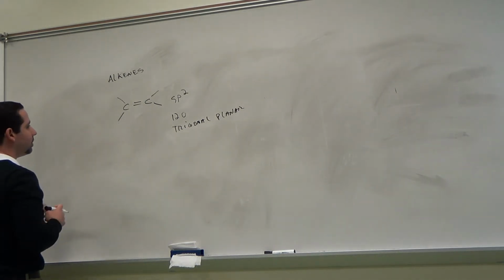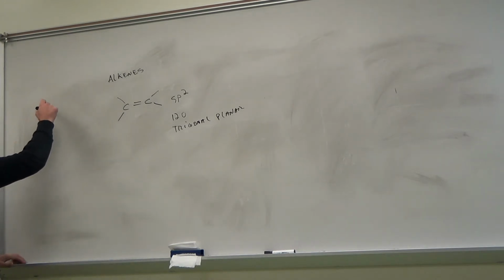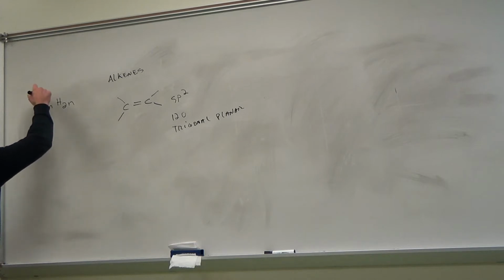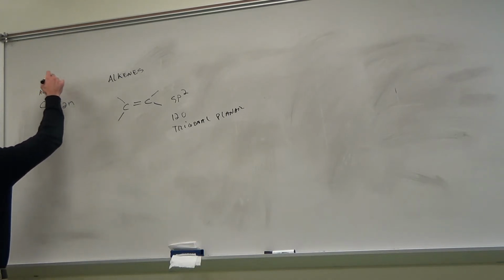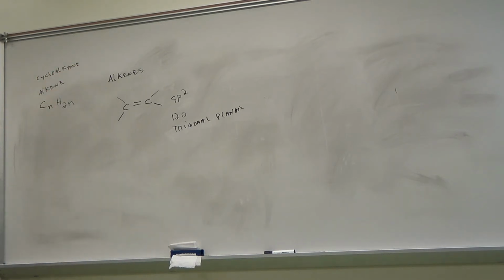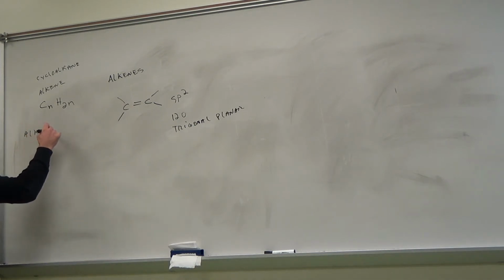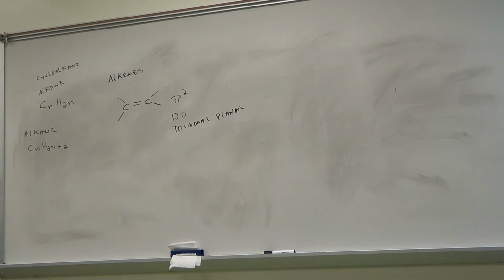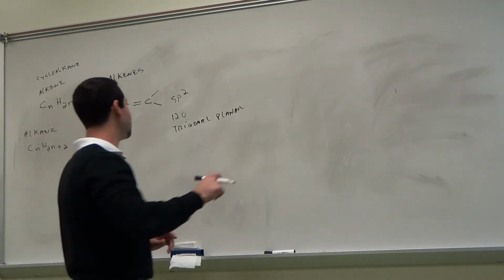All right. So this is in general the formula for an alkene, CnH2n. This happens to be also the formula for a cycloalkane. I don't know if I told you this before or not. What is the formula for an alkane? CnH2n plus 2. Outstanding.